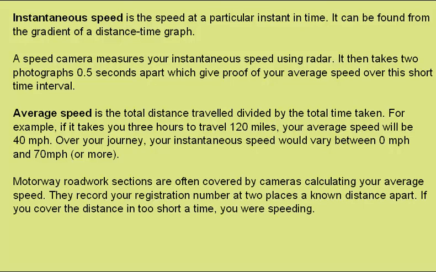Motorway roadwork sections are often covered by cameras calculating your average speed. They record your registration number at 2 places a known distance apart. If you cover the distance in too short a time, you are speeding. So average speed is calculated as distance divided by time.